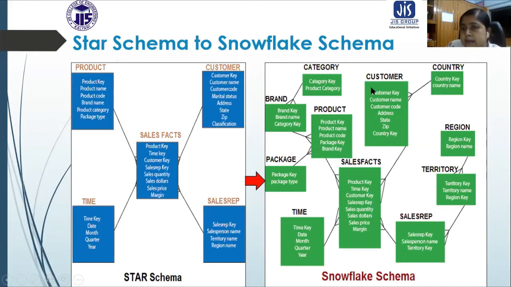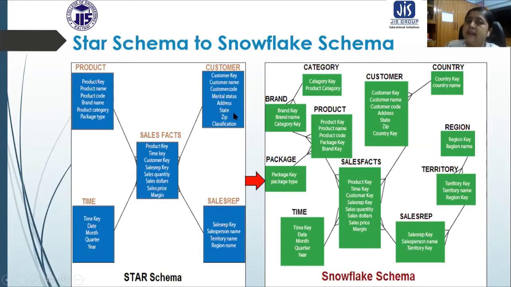Now coming to the customer table, there is another dimension created, country, which is connected with the customer dimension. And coming to the sales representative table, here also territory is a dimension created which is connected with the sales representative dimension, and region is another dimension created which is connected with the territory. Okay, so in this way the dimensions which we previously had in the star schema are explored more.